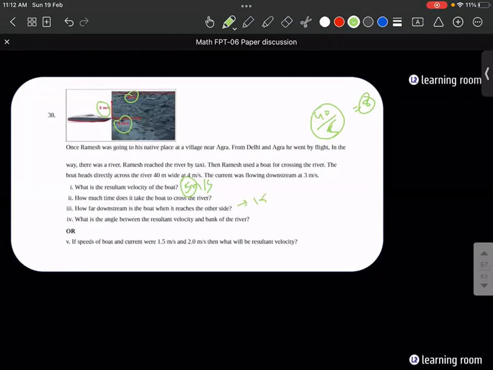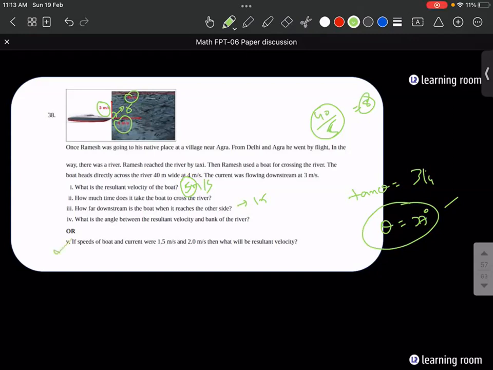Right. So what is the angle between the resultant velocity and the bank of the river? So resultant velocity will be 5 and the bank of the river is this thing. So tan theta will be equal to 3 by 5. Sorry, tan theta will be equal to 3 by 4. So 3 by 4 means theta will be 37 degree. If you have not written this, also not a problem.